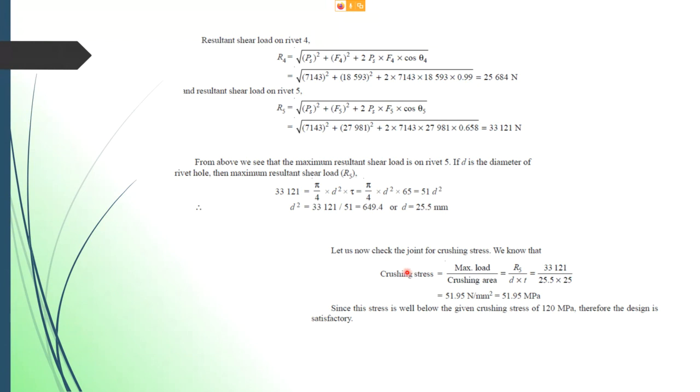And then remember the crushing area is D times T, D times T for each rivet. So consider the maximum load, that is 33,121, and based on the crushing area, calculate out the crushing stress. Your calculated crushing stress is 51.95 megapascal. But the given crushing stress is 120, so this value here is less than 120. That means it is safe. Okay, so that's all for this example.